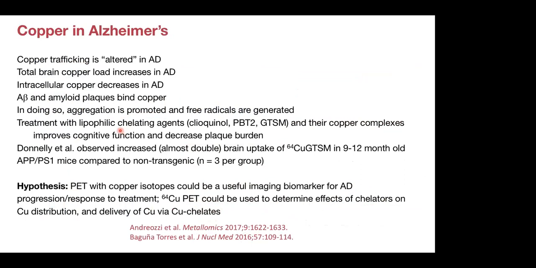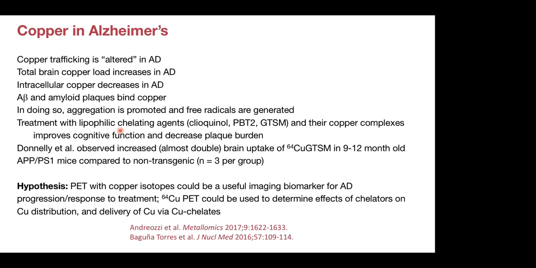So I want to switch away from copper to some work that we did a few years ago on Alzheimer's disease models. Many papers over the years have suggested that copper trafficking is altered in Alzheimer's disease. I've put the word "altered" there, deliberately chosen a vague word and put it in inverted commas, because the literature is very mixed up on this subject. Many papers say the total brain copper load increases in Alzheimer's disease, or the intracellular copper decreases. And for every paper on one of these, there's a paper saying the opposite.